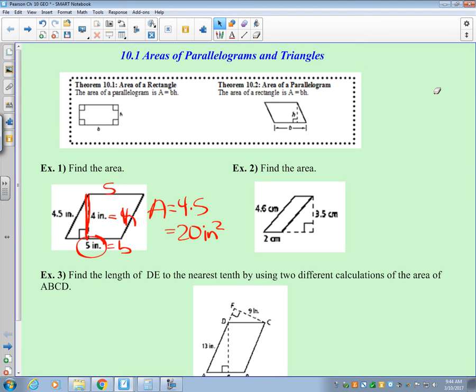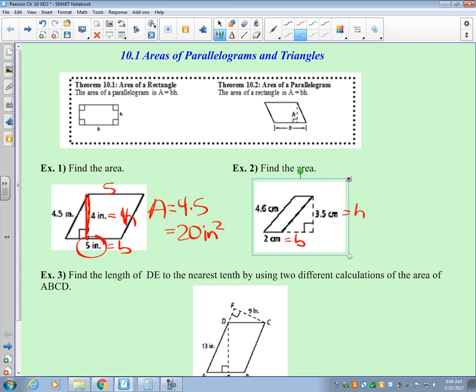Okay, so area of a parallelogram is base times height. The base in this scenario is 5, and the height is 4. 4 times 5 is 20. Check. And then even if you have a super slanty parallelogram, you need the height from the top to the bottom, even if they're not lined up on top of each other. So in this case, our height would be 3.5, and our base would be 2.